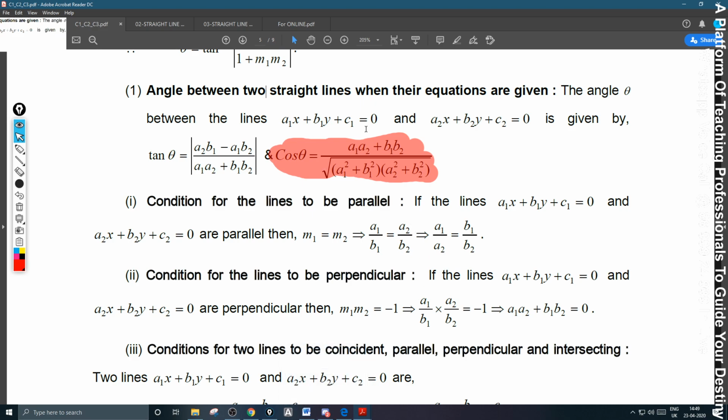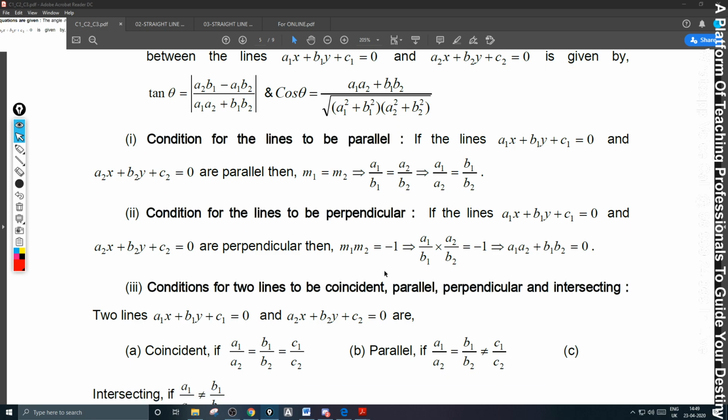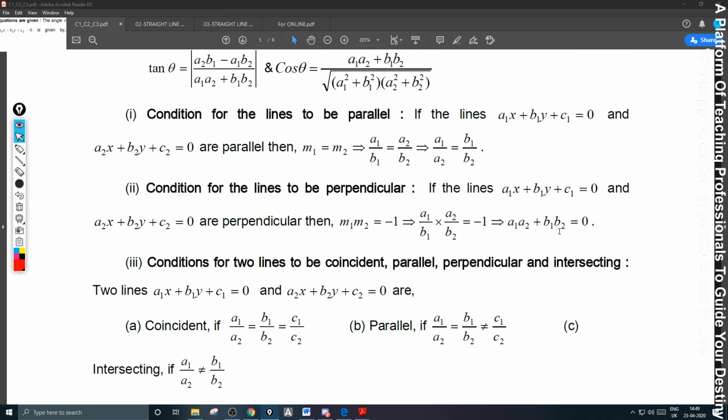That becomes a1 a2 plus b1 b2 plus c1 c2 by root over a1 square plus b1 square plus c1 square into root over a2 square plus b2 square plus c2 square. Okay. Now the condition for parallel lines, I have just now derived it. And if the lines are perpendicular, a1 a2 plus b1 b2 is equal to 0.